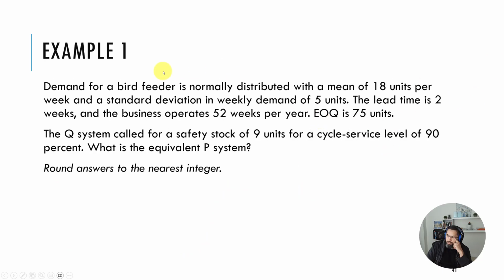Let's do an example. So we have a bird feeder. Demand is normally distributed with a mean of 18 units per week and a standard deviation of 5. Lead time is 2 weeks, and there's no standard deviation given for the lead time. Business operates 52 weeks per year.